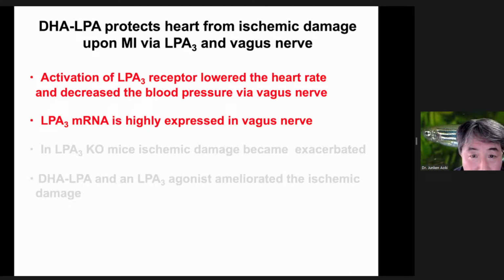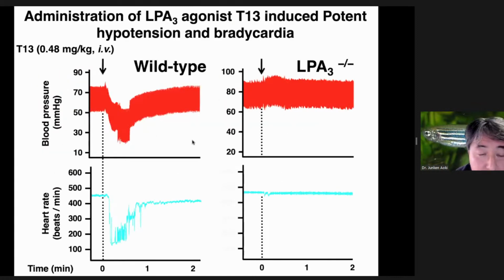Next we show these data. In this slide, we just administered T13, the potent LPS3 agonist I explained, to a mouse by IV injection. Just after the IV injection of T13, wild-type mice showed a very potent decrease in blood pressure, which was accompanied by a decrease in heart rate. And these effects were never observed in LPS3 knockout mice. So this effect is on target, and LPS3 activation leads to decreases in blood pressure and heart rate.